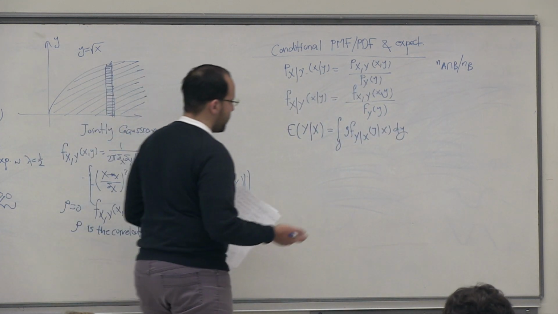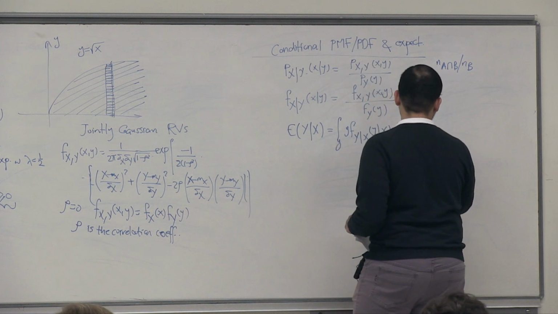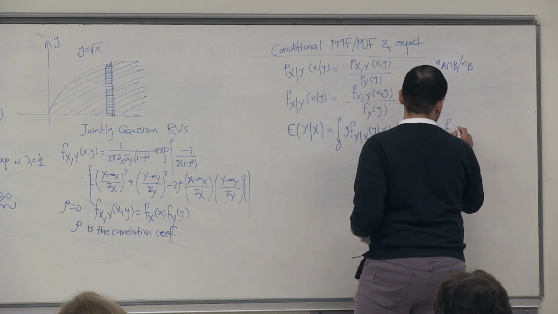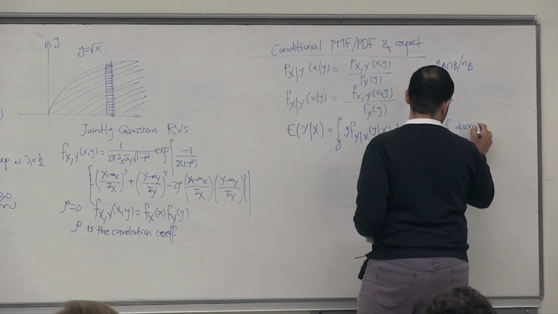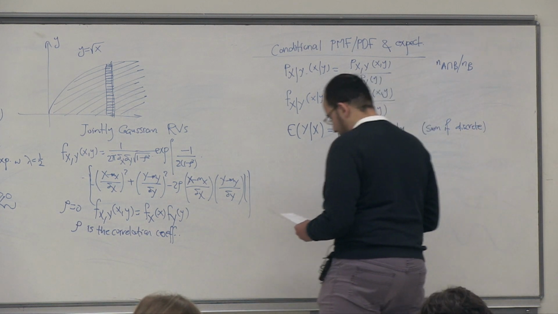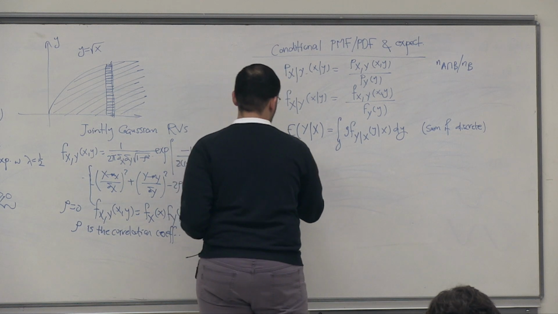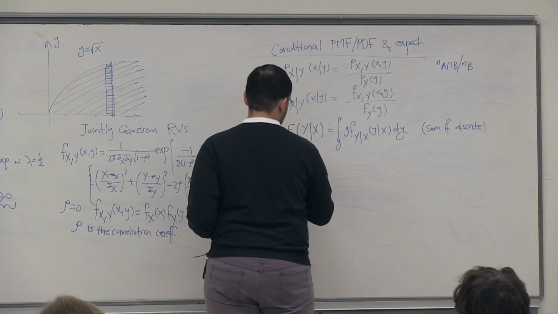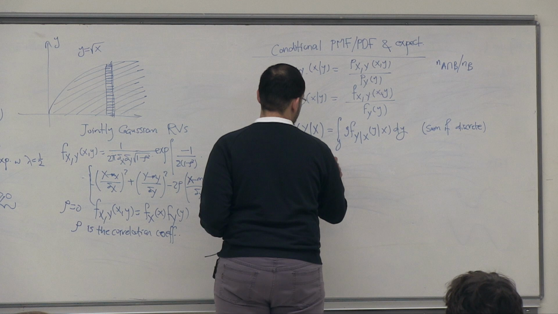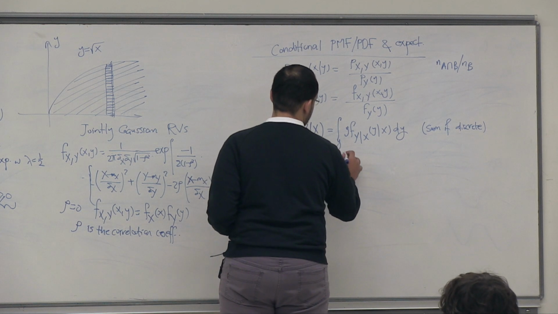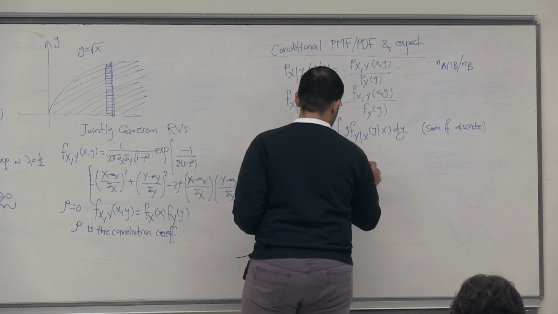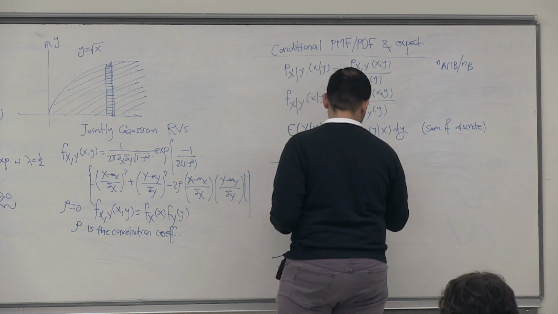And also, obviously, this is in the continuous case, so we sum if discrete. All right. We will also discuss a very important theorem, which is that the expected value over x of the expected value of y given x is E of y.